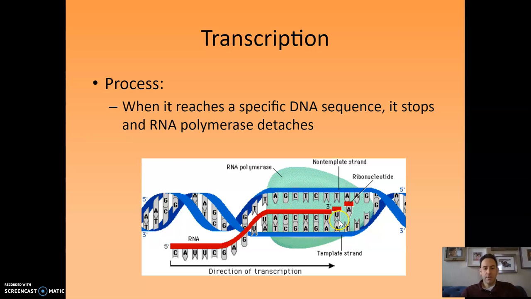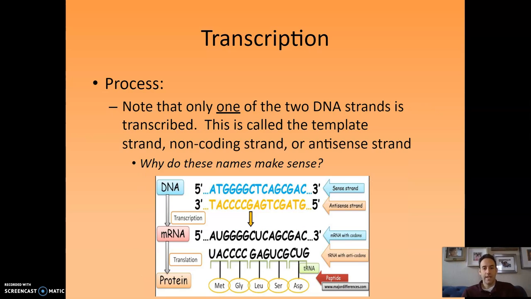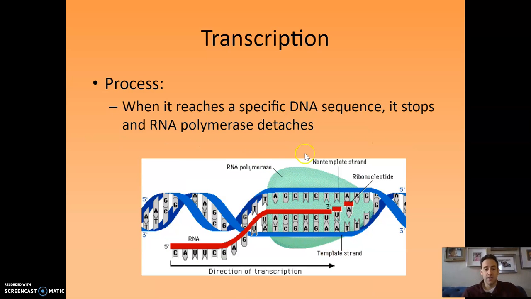So RNA polymerase is just chugging along here, C, U, U, A, G, C. And then eventually it's going to reach a specific DNA sequence, at which point it's going to stop. RNA polymerase is going to detach, and at that point, the mRNA is finished. So that's pretty much it. It just attaches, unwinds the 2 strands, builds the next one, and then closes back up again.